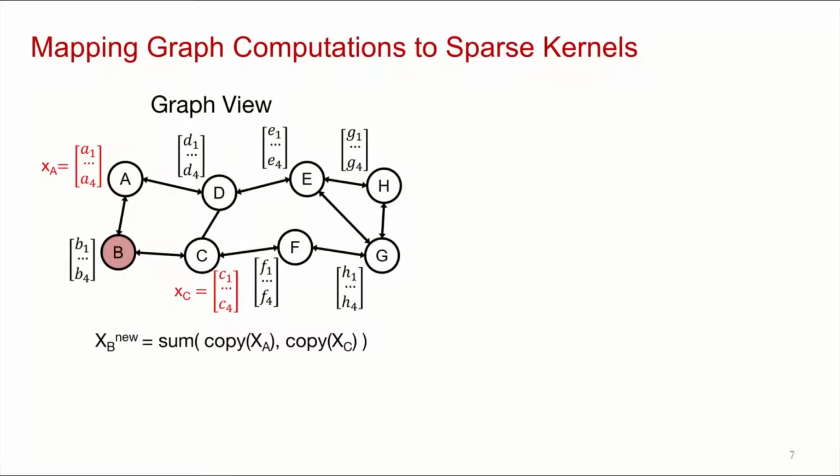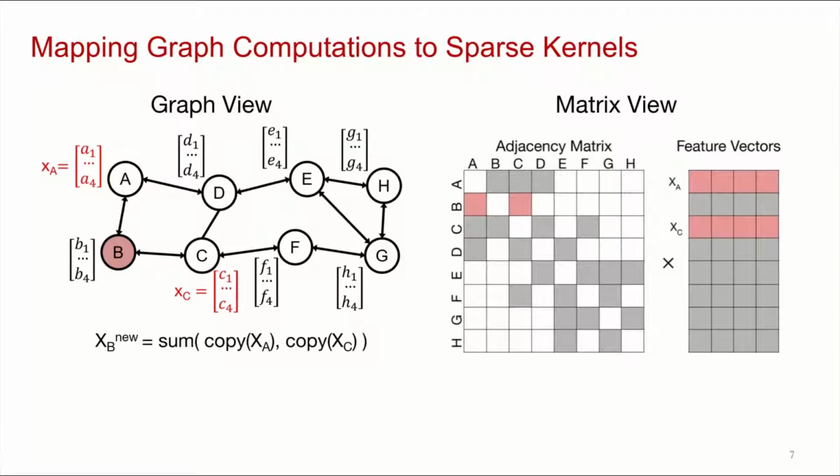There is a strong connection between graph computation and sparse kernels. On the left is the graph view of message aggregation. In this example, the message function just copies the feature vector of the source vertex, and the aggregation function is sum. From a matrix view, as shown on the right, this is doing SPMM, sparse dense matrix multiplication. The sparse matrix is the adjacency matrix of the graph. The dense matrix is composed of the feature vectors.